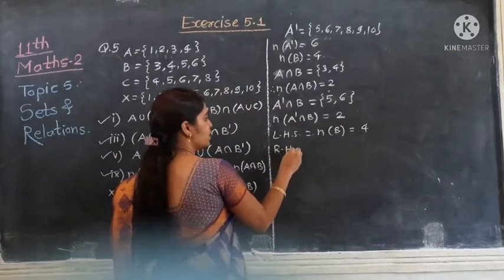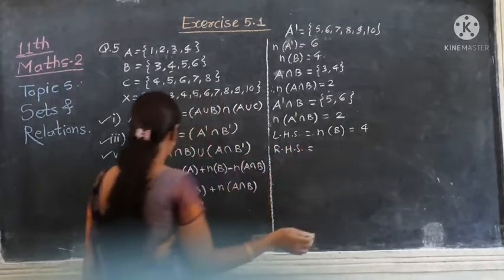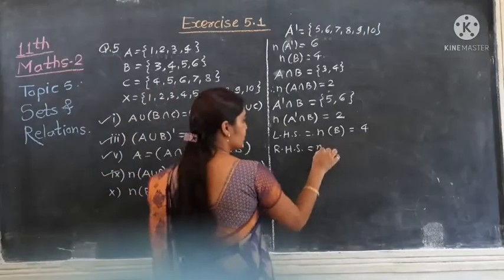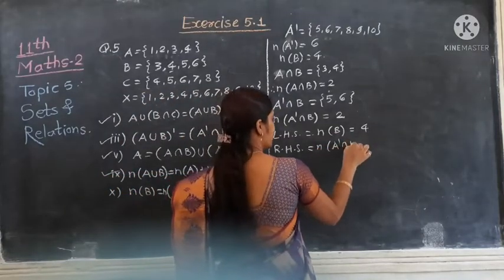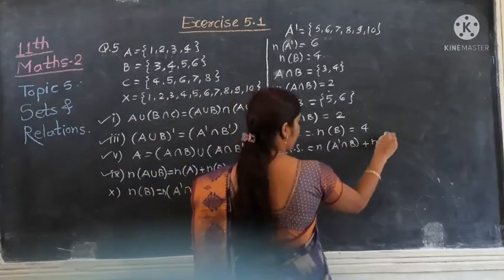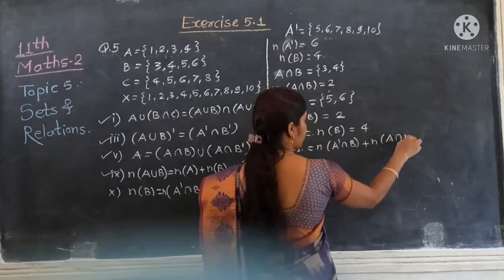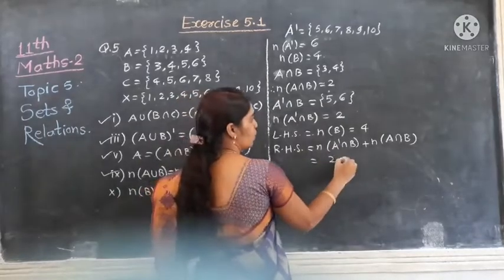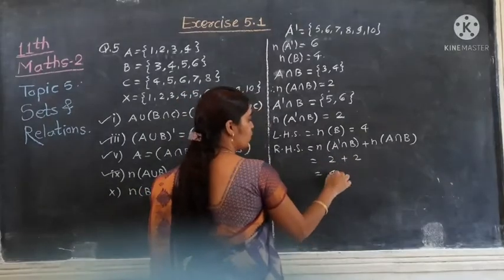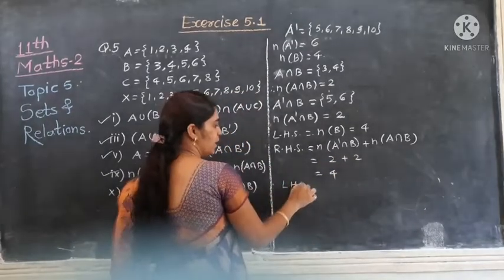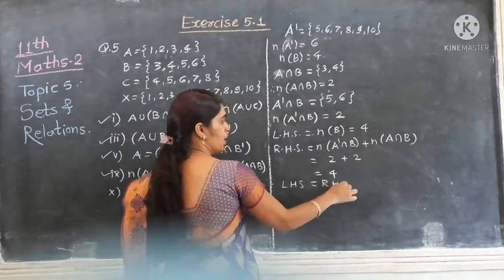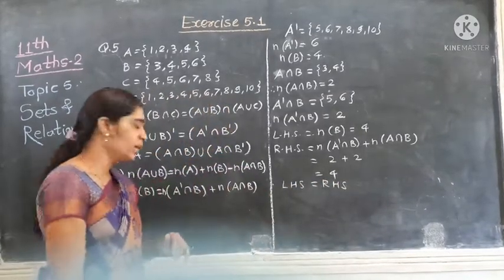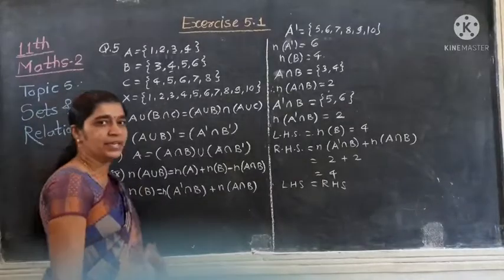And RHS, what is the RHS? N of A dash intersection B plus n of A intersection B. A dash intersection B 2 plus 2, that is 4. Here also LHS is equal to RHS. Okay, this we also completed.